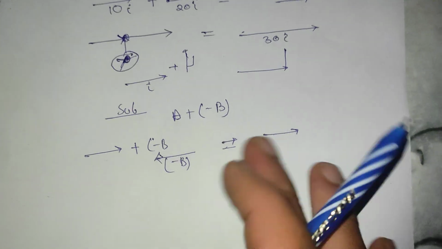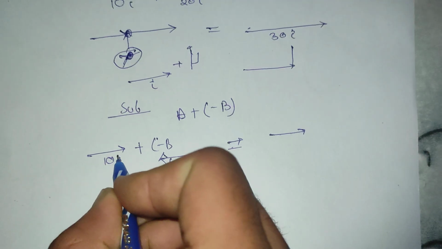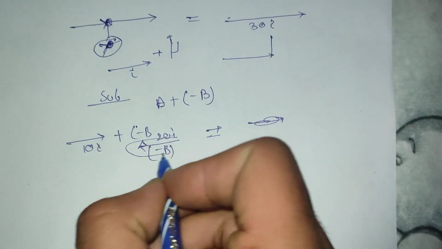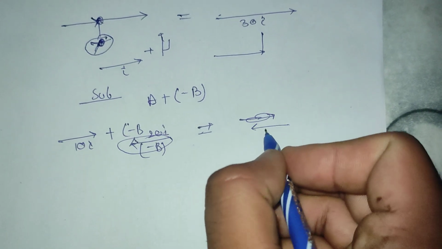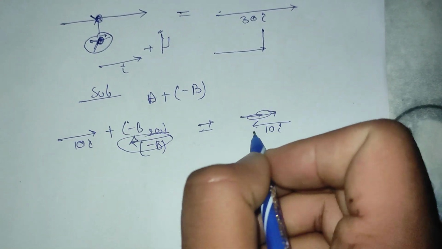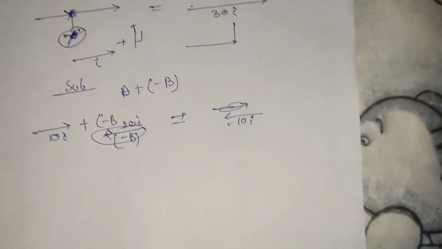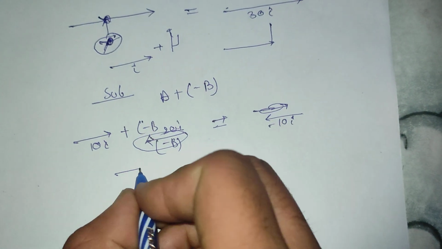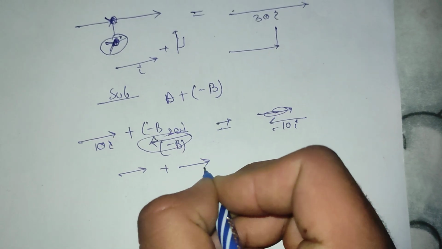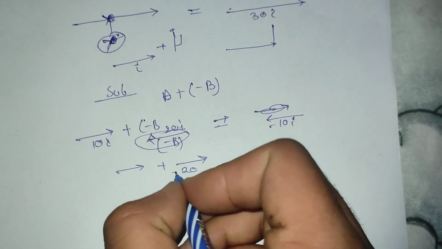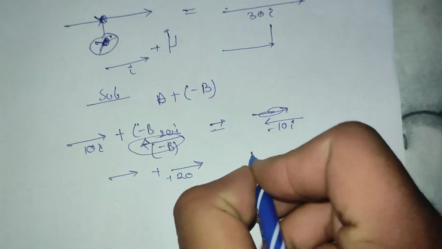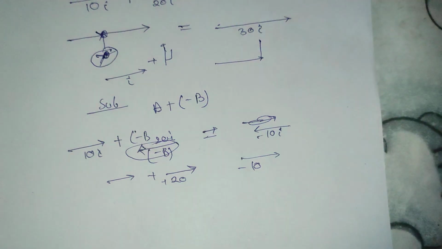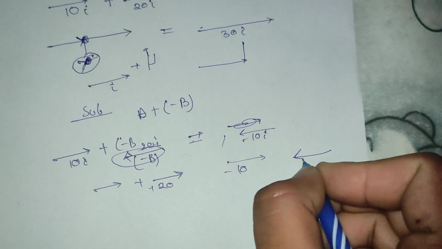So for example, a is 10 i cap and b is 20 i cap. So a minus b becomes 10 i cap minus 20 i cap, and since the larger magnitude is negative, the result becomes negative 10 i cap, because the sign is reversed. So basically a, plus we are adding the minus of 20, which is the reverse of it. It is minus 10, because of the minus sign reversing it, as you can see.